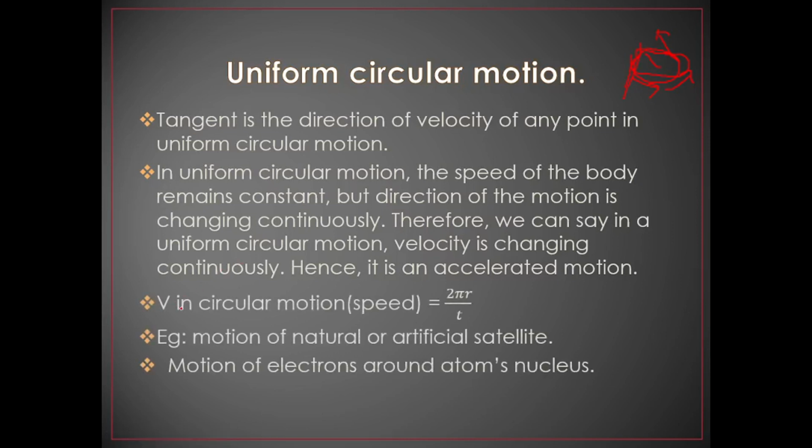So the speed in circular motion, denoted by v, is equal to 2 pi r by t. 2 pi r is the circumference, divided by t, the time taken. So this can be distance, since circumference is the distance and the time is the total time taken. Examples: motion of a natural or artificial satellite is an example of uniform circular motion. Second is motion of electrons around the atom's nucleus. That is also a uniform circular motion.